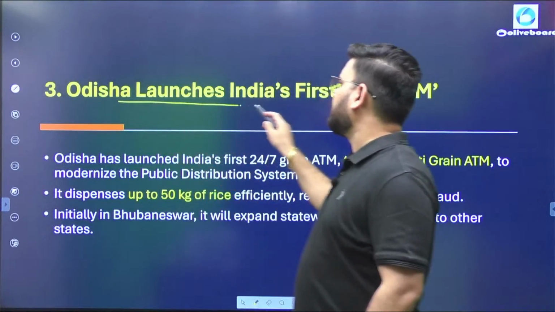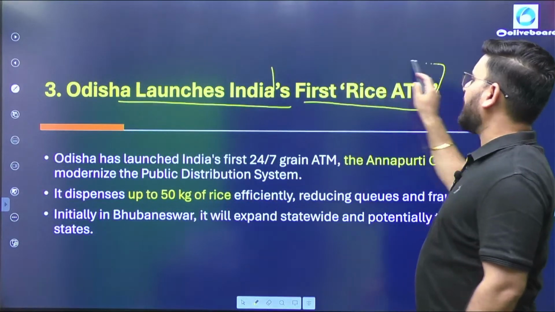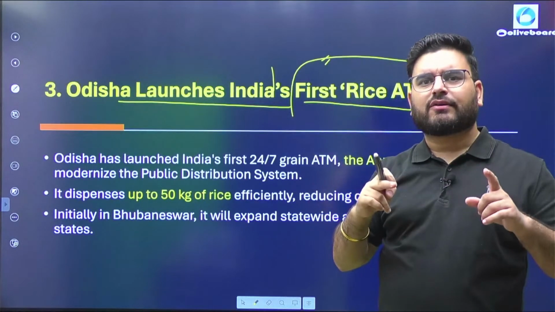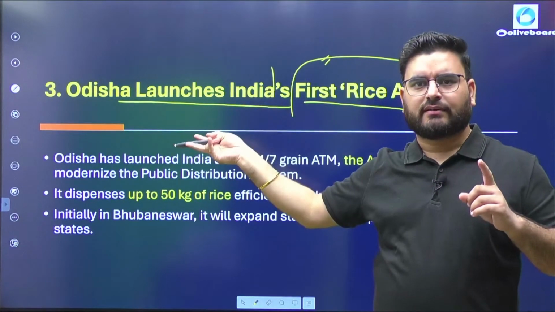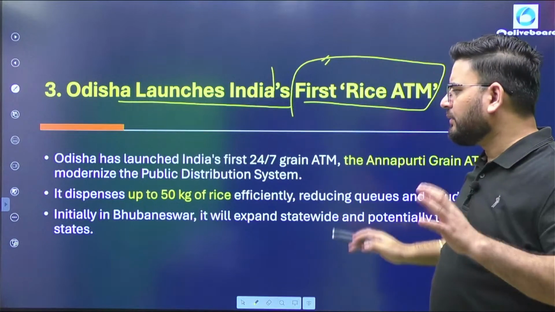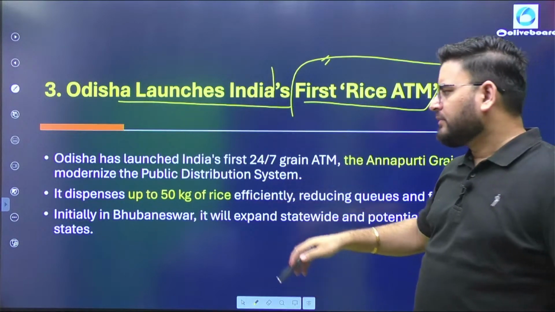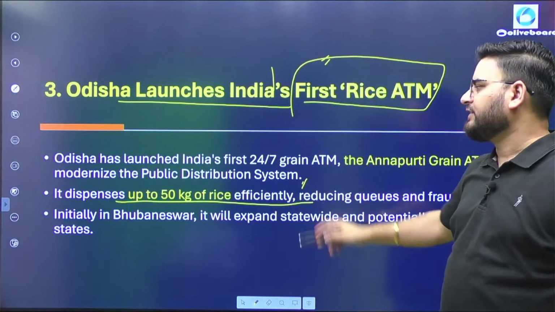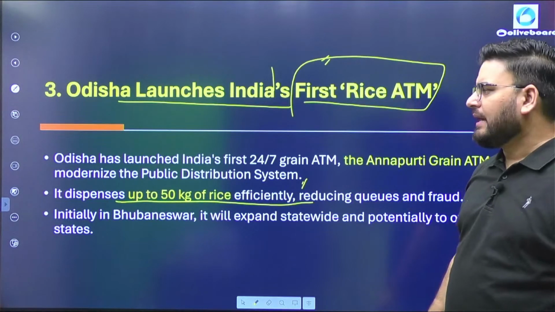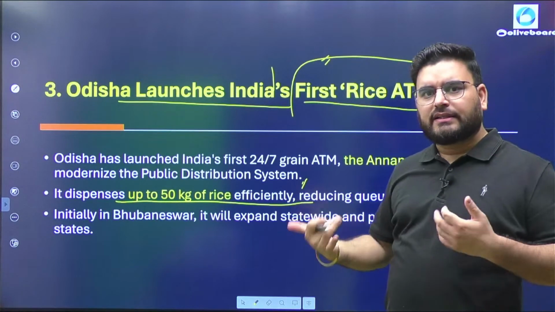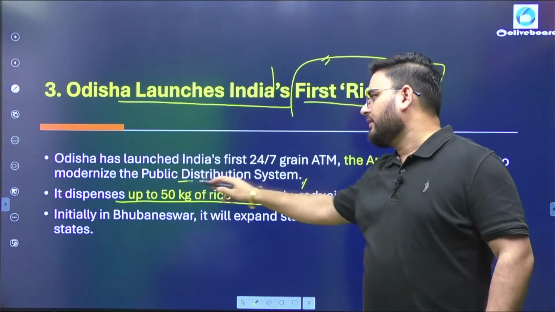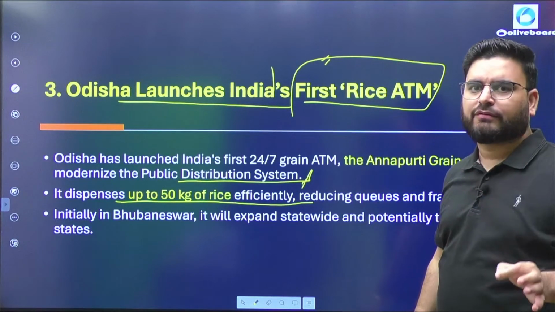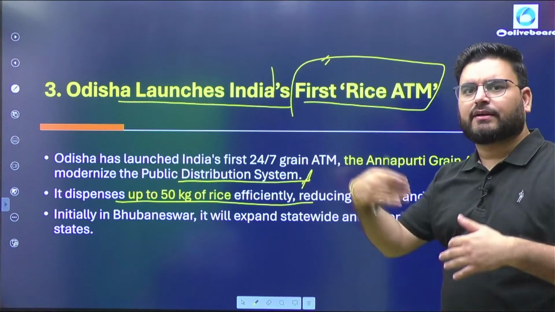The next news is Odisha launches India's first rice ATM. These are very factual news, direct news. Which state has launched India's first rice ATM? Odisha. Alright. Nothing to go very deep. One more fact you can remember, that it dispenses up to 50 kg of rice efficiently. It is the initiative to modernize the public distribution system. It will be starting in Bhubaneswar, the capital of Odisha, and later it will be spread across.